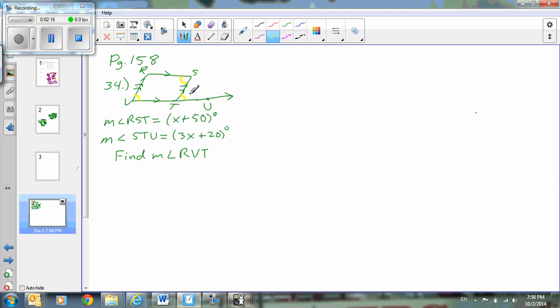So once you have found the measure of angle STU, you'll be finished because it's the same as the measure of angle RVT.